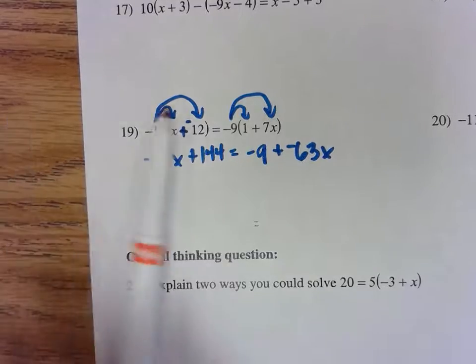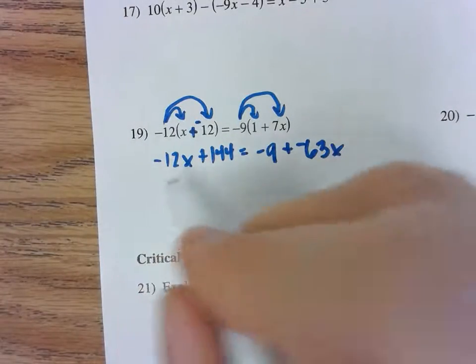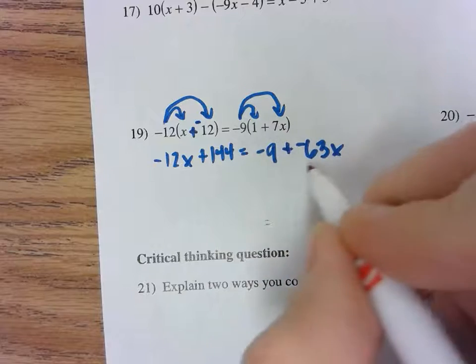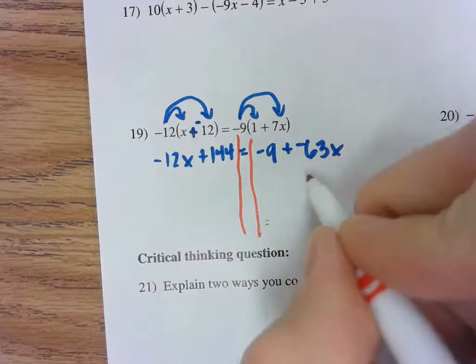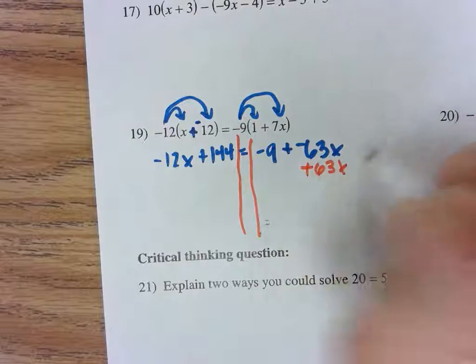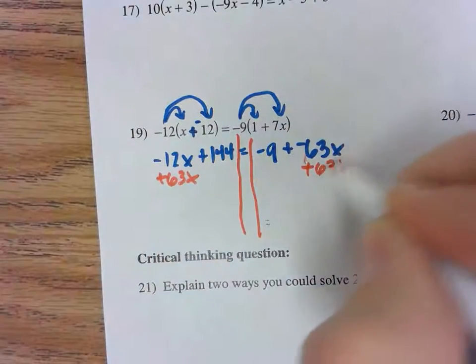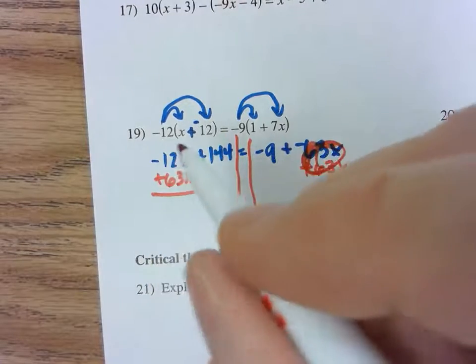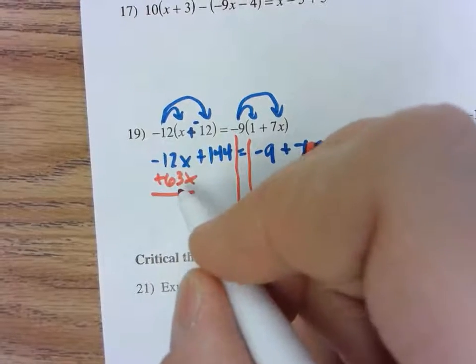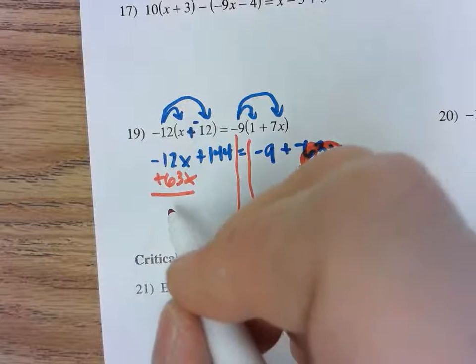Okay, so again, we want to put our like terms on the left, constants on the right, so I'm going to do my little train tracks here. If I'm going to move this over here, I got to add 63x, which means over here I got to add 63x. These of course are going to cancel out and make a zero pair. And 63 and negative 12 would give me 51x.